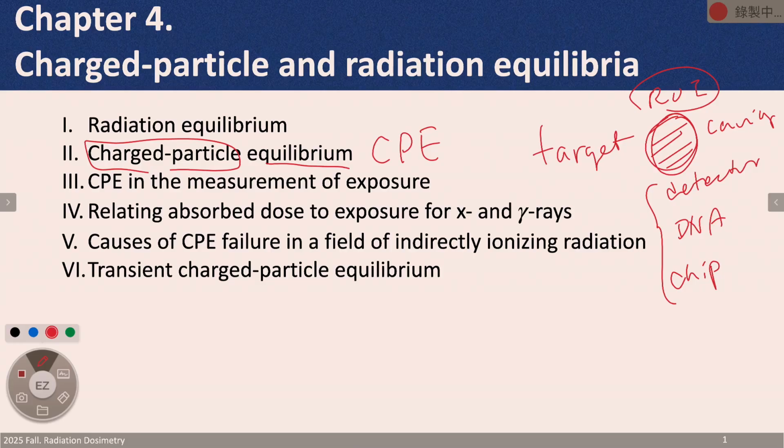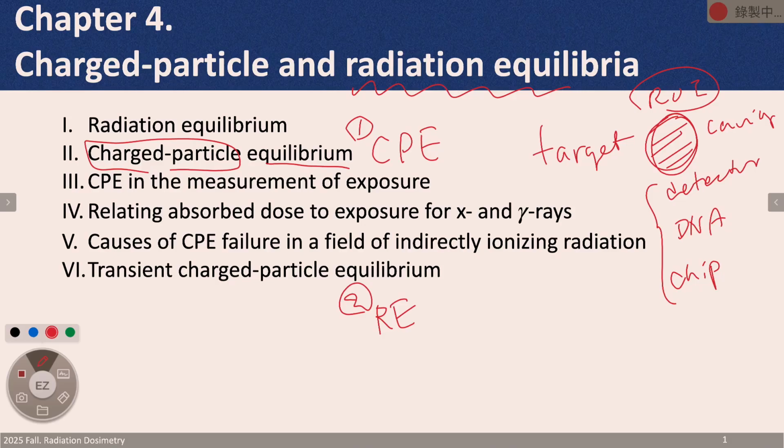And next one, we need to talk about RE. RE is the radiation equilibrium. That means all of the radiation is in equilibrium. So in this chapter, we will talk about these two main ideas. Okay, so you must get these ideas.